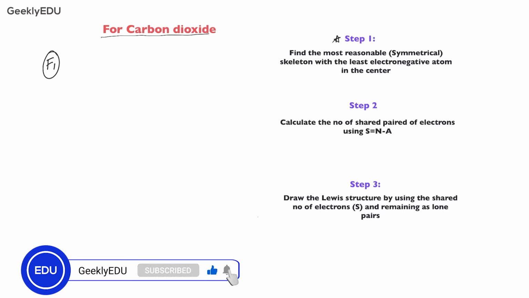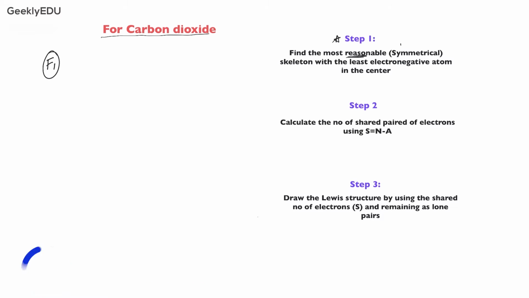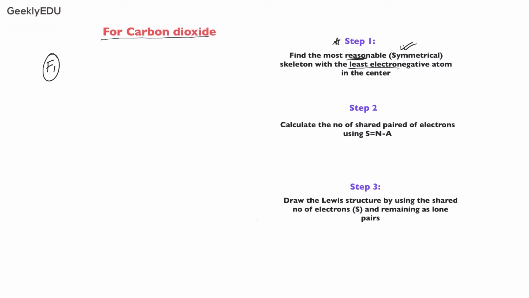Step number one is to find the most reasonable structure. The most reasonable structure is generally symmetrical and has the least electronegative element in the center. Now if you see carbon and oxygen, these are the two elements there. We know that carbon is the least electronegative.